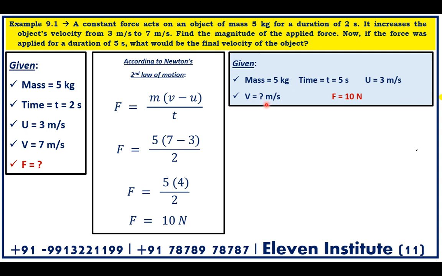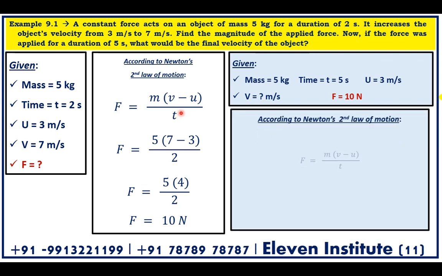So v I have to find, and force, which I had to find earlier, but now I have its value, that force is 10 newtons. So I will write force is equal to 10 newtons over here. Again I am having 4 values with me and I have to find the fifth one. I will use the same formula again.